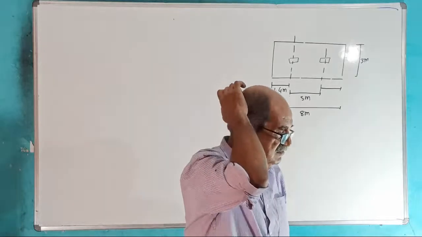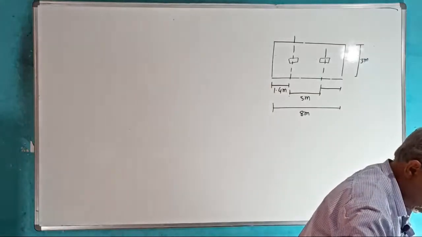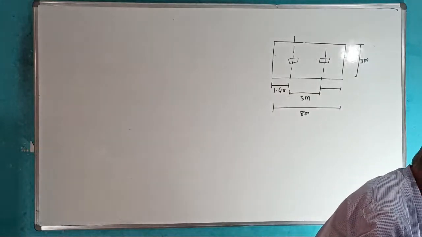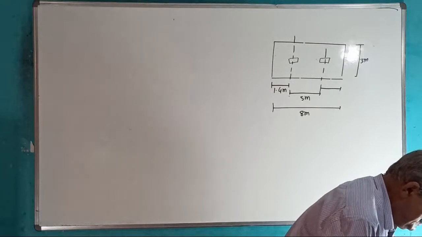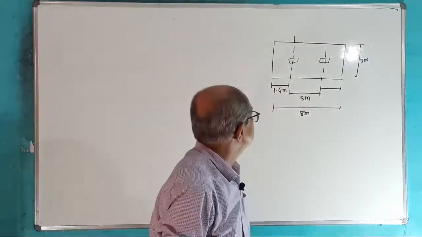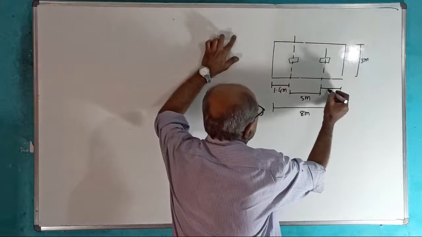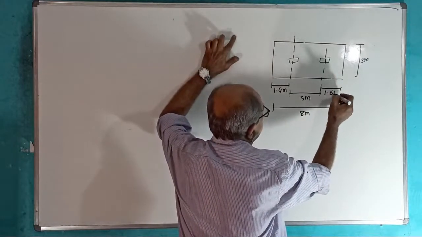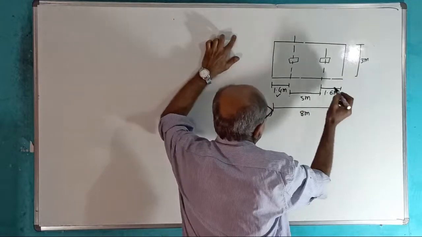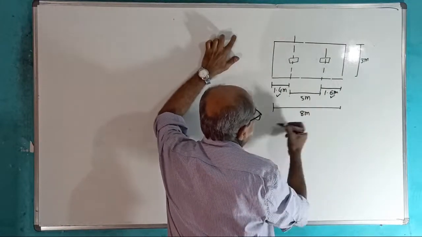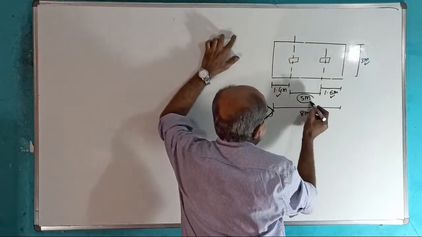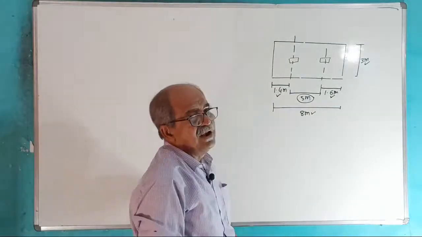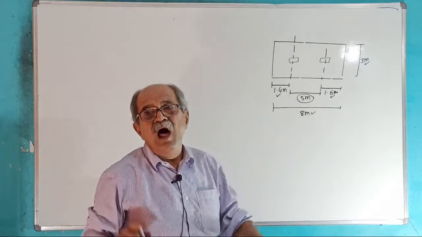Just a minute. I want a colored pen. In time I won't get color; when I want color, I won't get it. Okay, I'll try later. And then automatically this will become 1.6 meter. See, how this 1.4 came, how this 1.6 came, how 8 came, how 3 came. Of course, 5 is given. Column spacing, all RCC.